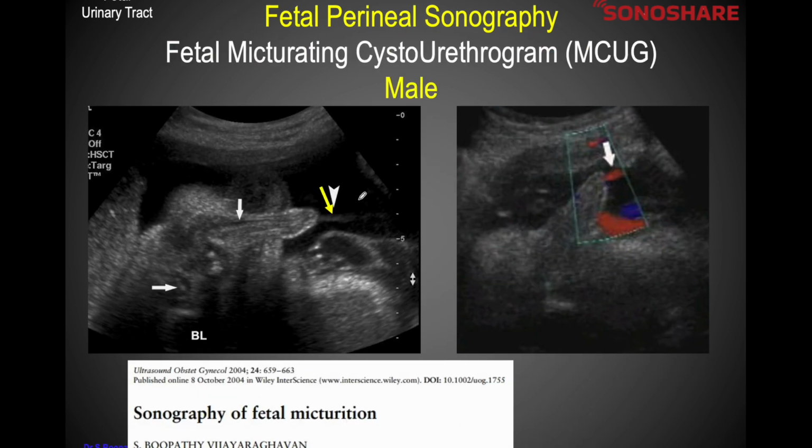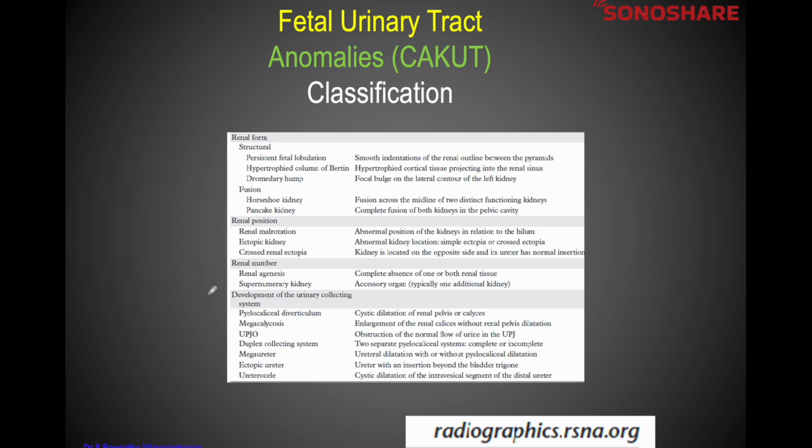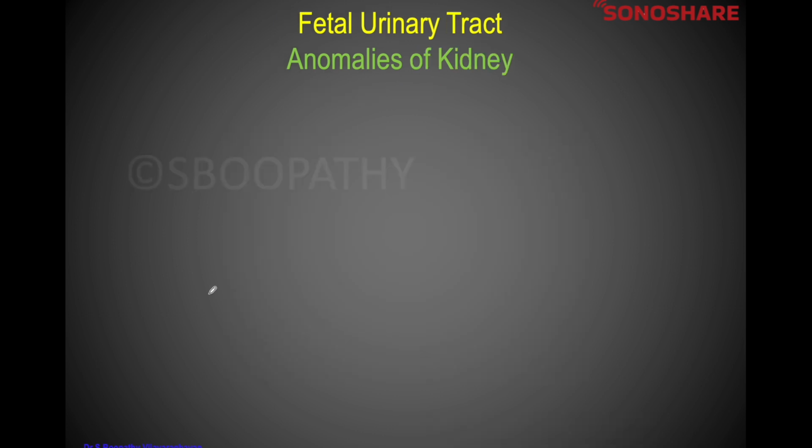You can see the jet in color as red, as shown by the arrow. That is the fetal urinary collecting system. This is one way of classification. We will see one by one.